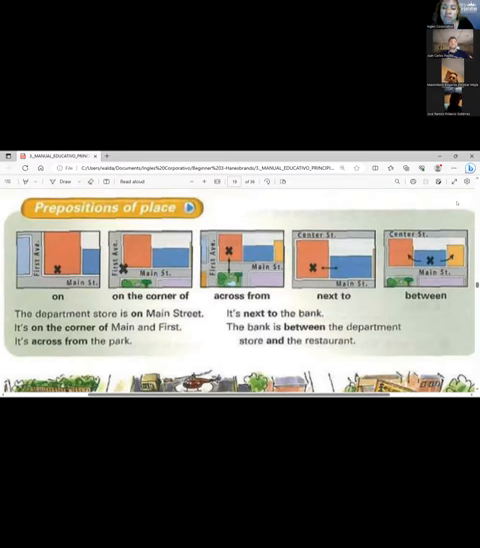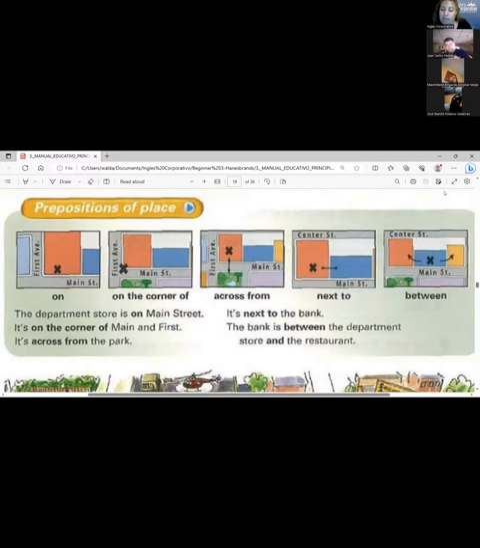Yes. So we have, the bank is between the department store and the restaurant. So it means that we have the department store here and the restaurant here. And then here we have the bank in the middle. Okay. Any questions so far? No. Okay. All right. Well, great.